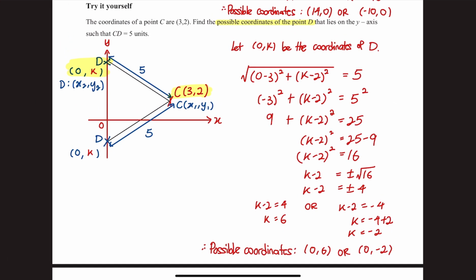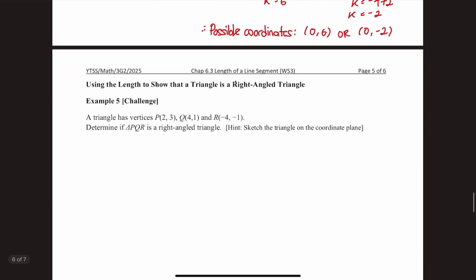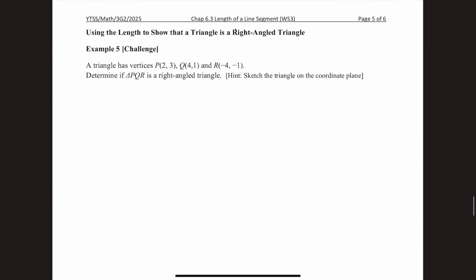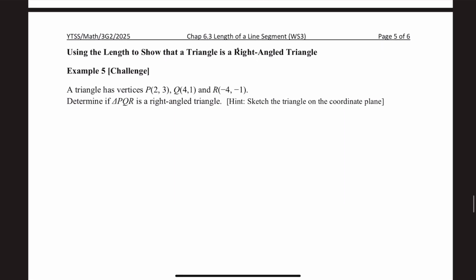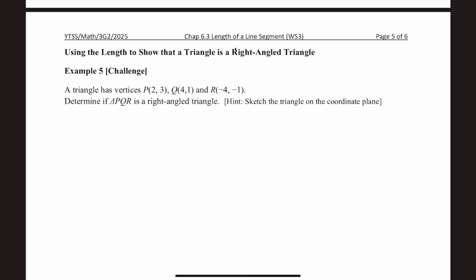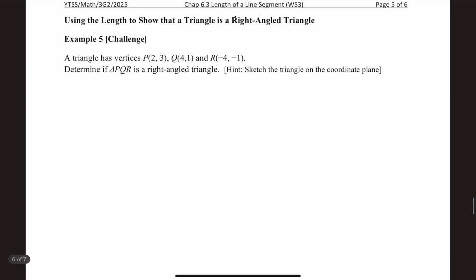Okay. Alright, so let's now look at part C here. Example 5 on the next page. Okay, example 5. Use length to show that a triangle is a right angle triangle. So over here, how do we visualize this question? Okay, if you find it hard, let's read this question here first. A triangle has vertices, means the 3 points, given by these coordinates, P, Q, R. Determine if it's a right angle triangle. Remember, so if you think about it, how do I know if a triangle is a right angle triangle or not?